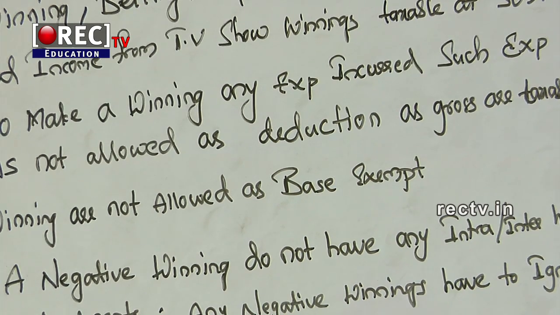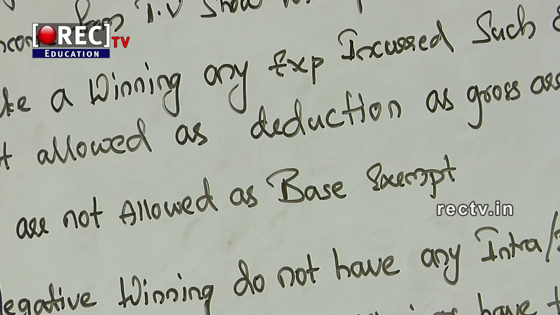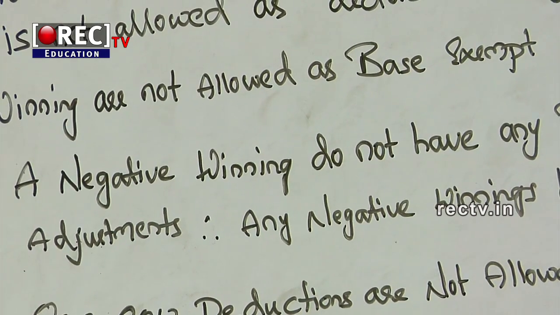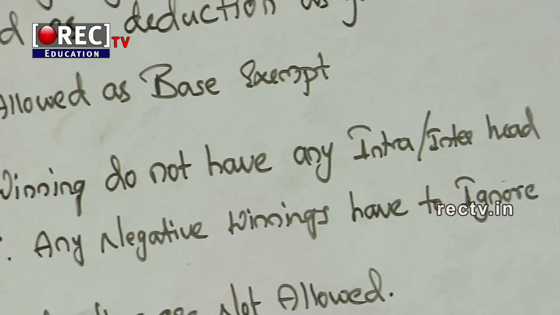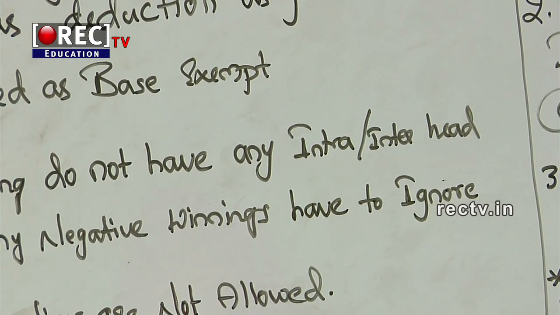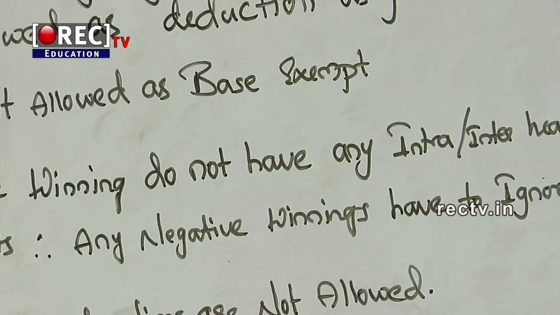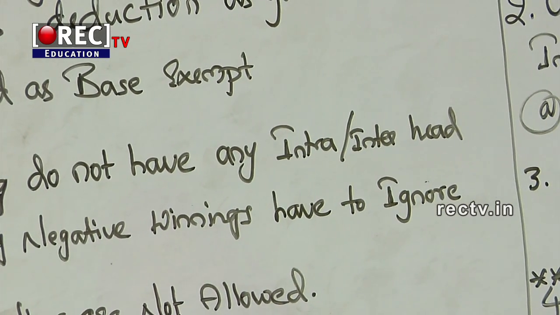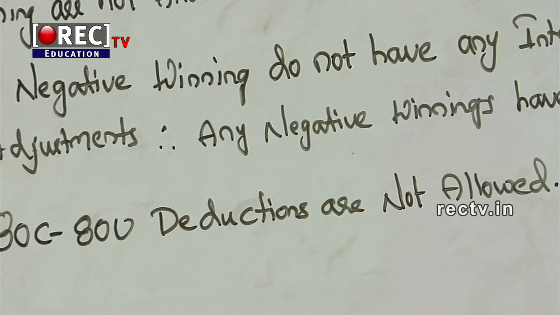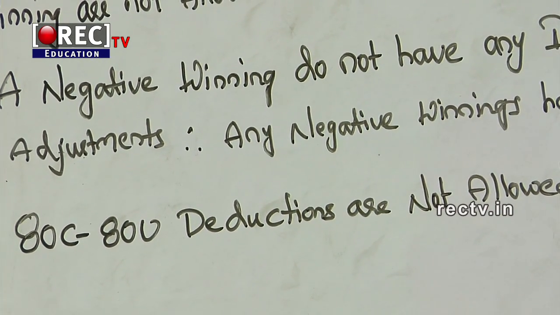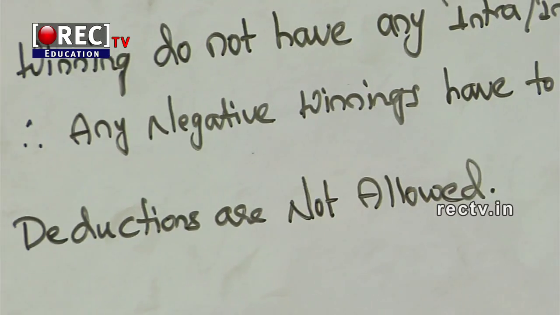What it means is, if you don't have any income from salaries, house property, capital gains, or business or profession, and you have only income from winnings, you should pay tax at 30%. Negative winnings do not have any intra-head or inter-head adjustments, so any negative winnings have to be ignored. And for winnings, 80C to 80U deductions are not allowed.